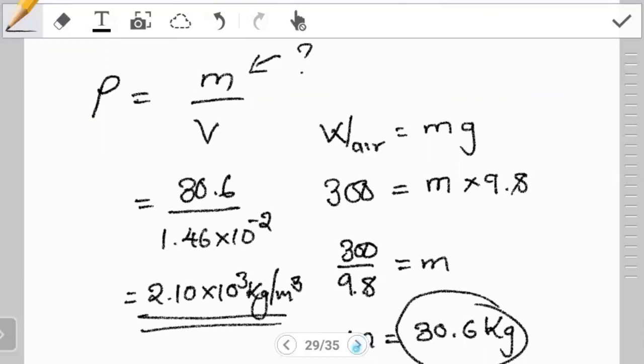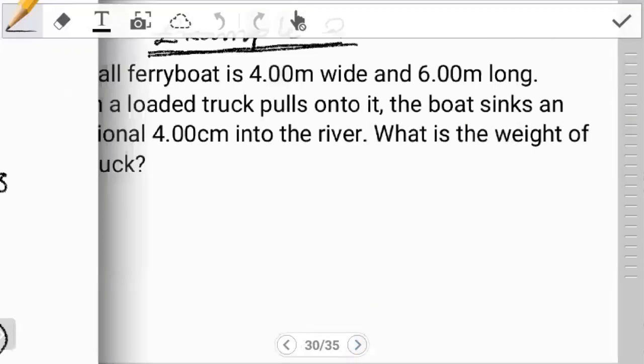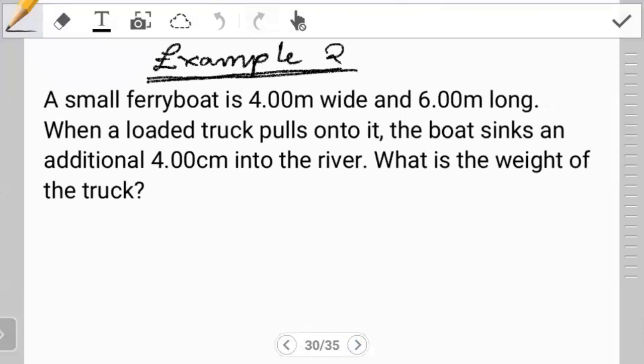In the next example, you can just try to go through it, really. Try to read through the question and see if you're able to pull it out. So in this case, we have a small ferry boat, and they're given the dimensions of its base. We have 4 meters wide and 6 meters long. Now they're saying when a loaded truck pulls onto it, the boat sinks an additional 4 centimeters into the river. What is the weight of the truck?